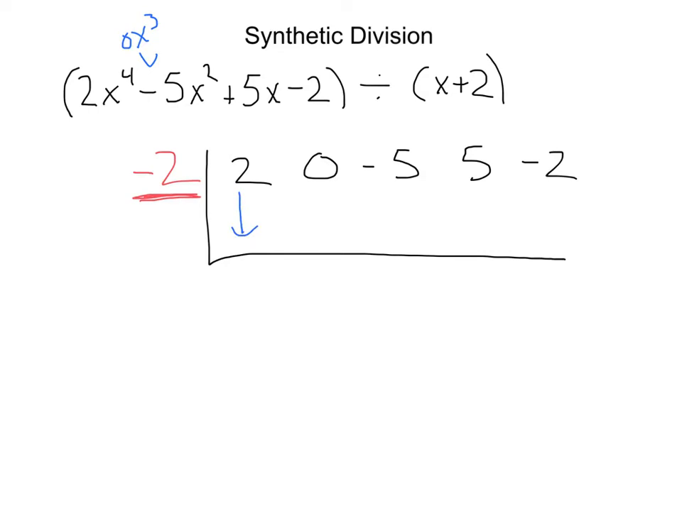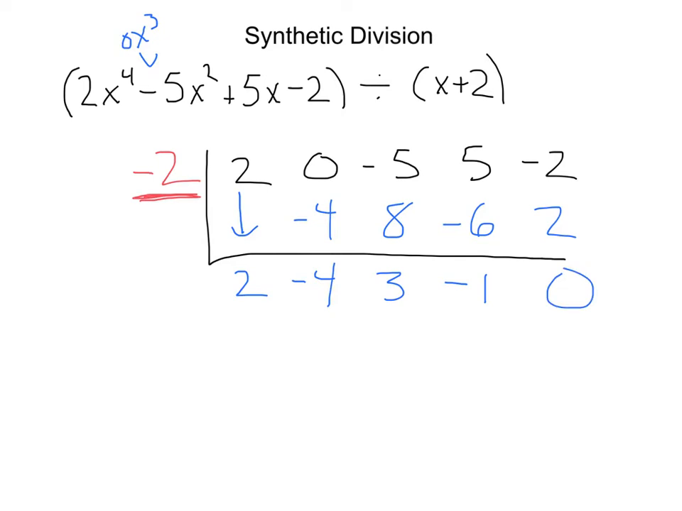You go ahead and add your numbers down. I'm going to bring this 2 down. And then you multiply to your top number here. So here we have negative 2 times 2. That gives us negative 4. Then we do 0 plus negative 4. That gives us negative 4. Negative 2 times negative 4 gives us 8. Then we've got negative 5 plus 8 gives us 3. 3 times negative 2 gives us a negative 6. 5 minus 6 gives us a negative 1. And finally, we've got negative 2 times negative 1, which is a positive 2. And negative 2 plus 2 is 0.